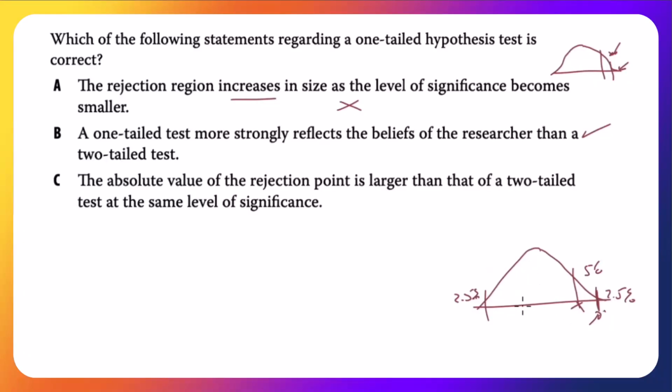And we say absolute value because it could be this way, right? And this is the absolute value here. So the absolute value of this would be smaller than the absolute value of a two-tail test. This is saying the absolute value of the rejection point is larger. It would be smaller. So we can get rid of that.